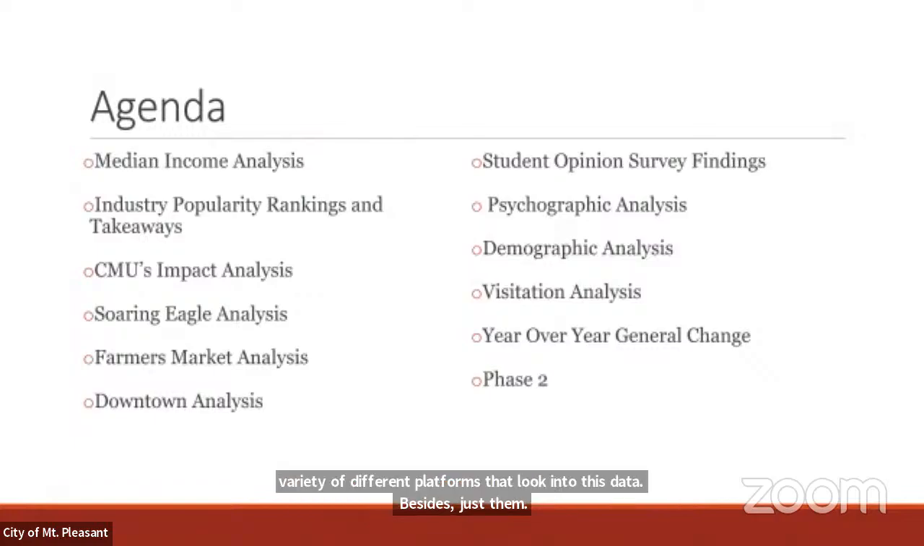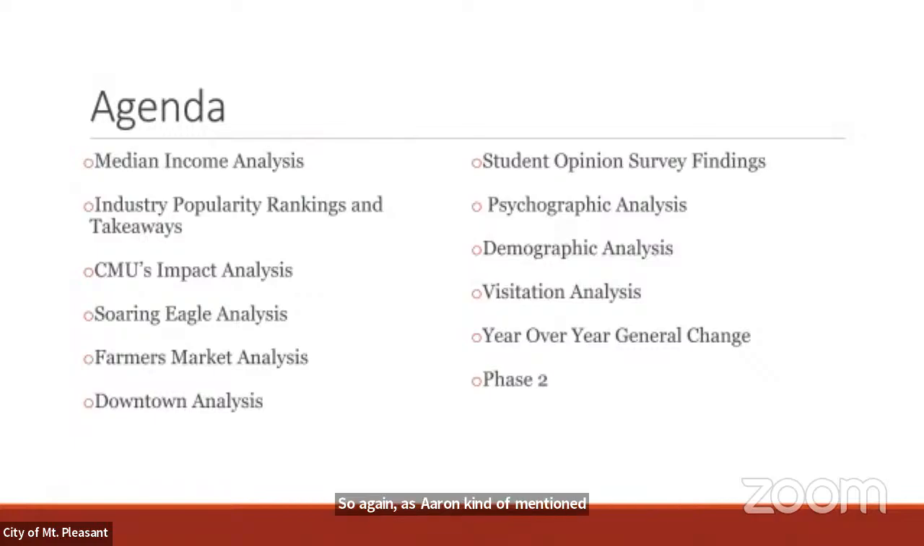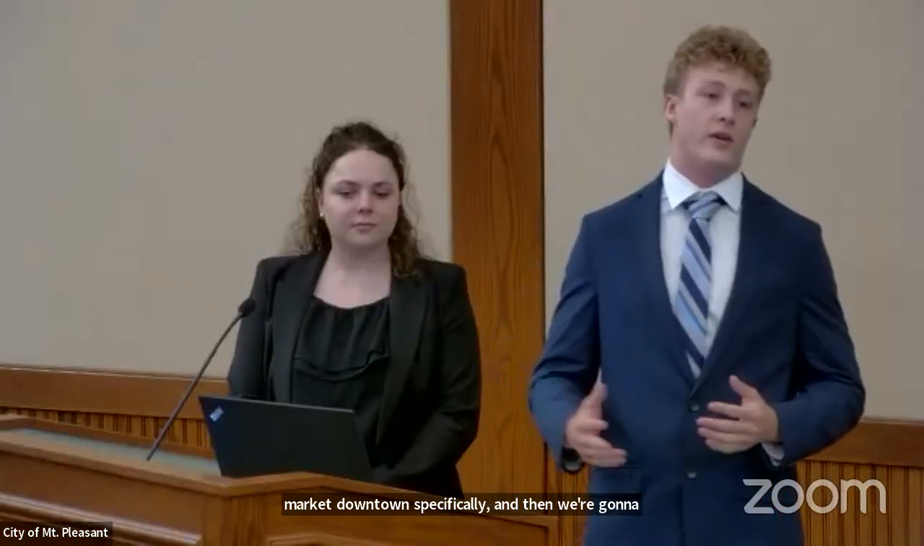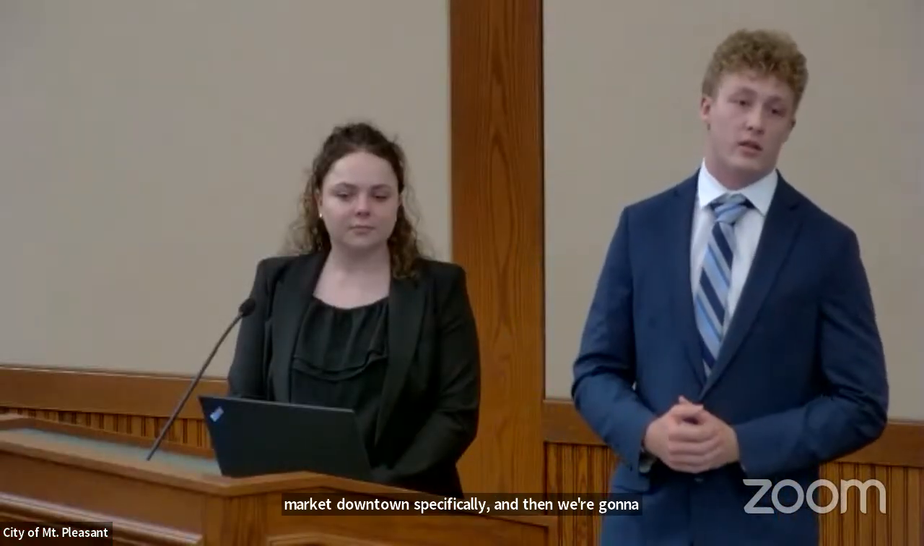So again, as Aaron mentioned, this is the agenda we have for today. We're going to briefly look at a median income analysis. Then we're going to touch base on some different industries in the city, kind of the ranking of some of the businesses. We're also going to take a look at Soaring Eagle, the farmers market, and downtown specifically, and then we're going to end it off, and I'll pass it over to Alexis, who will look at psychographics, demographics, and a variety of different things in the Mount Pleasant area.